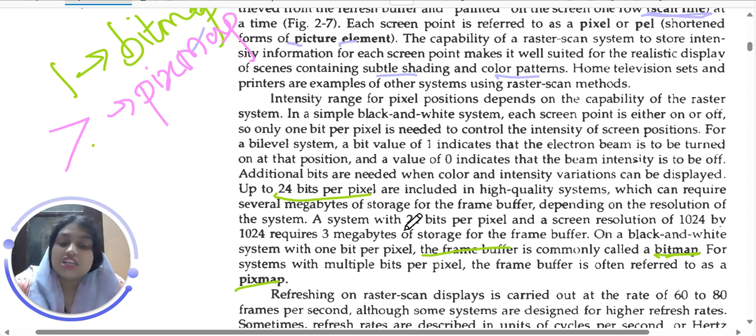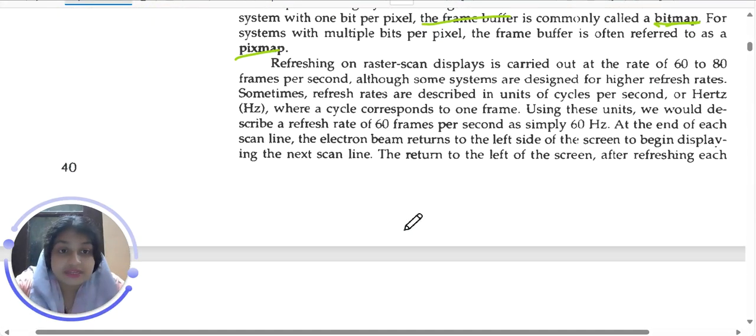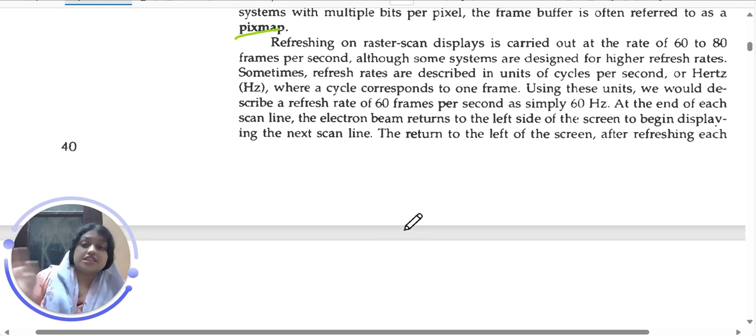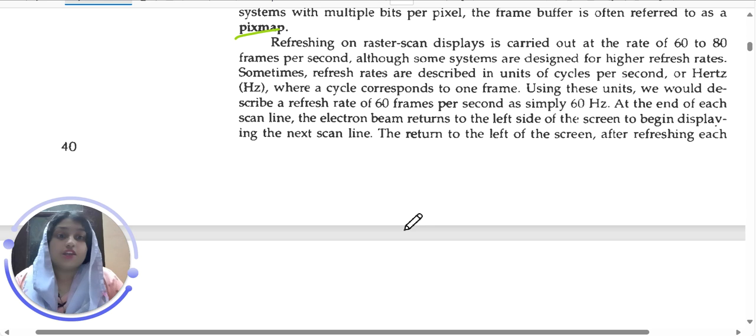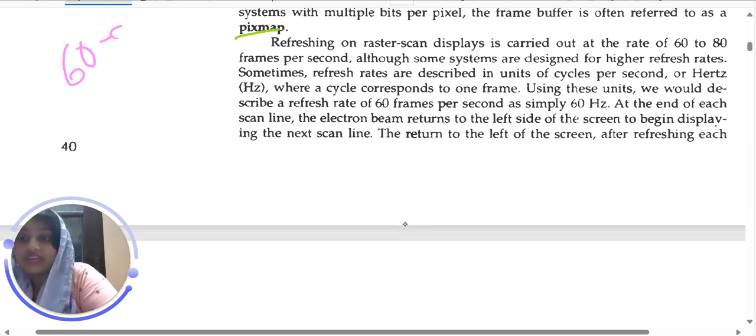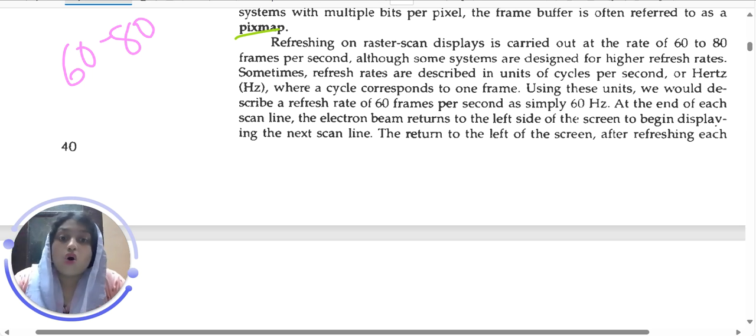Okay. Now, refreshing on raster scan displays is carried out at the rate of 60 to 80 frames per second. So, even raster scan needs refresh, right? Although some systems are designed for higher refresh rates, sometimes refresh rates are described in units of cycles per second or hertz, where a cycle corresponds to 1 frame. Using these units, we would describe a refresh rate of 60 frames per second simply as 60 hertz.